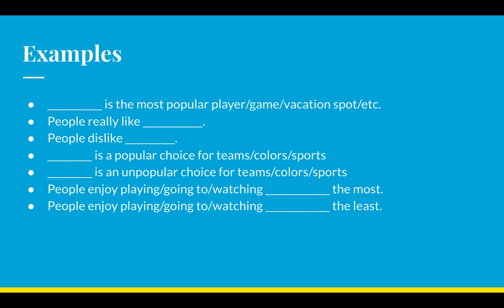So, I learned that blank is the most popular amongst 3rd grade students in Heathcote. I learned that people really like this game or this baseball player. I realized that people generally dislike this color. Or maybe this sports team is a popular choice for Heathcote third graders, or maybe this color is an unpopular choice for Heathcote third graders. I can maybe draw the conclusion that people enjoy playing this video game the most, or going to this vacation spot the most, or maybe people enjoy going to this spot the least. So we're going to draw conclusions based off of our data.